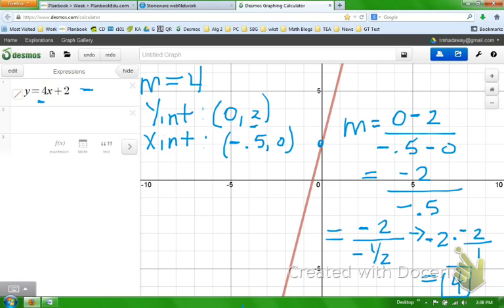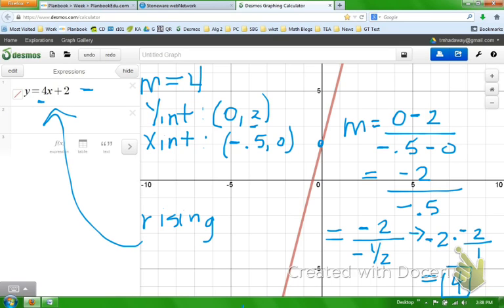Some other important things to notice. The slope is 4, so the graph is rising in a positive manner. There aren't two lines to compare. Any point on this line that you pick has to satisfy this equation and make it a true statement.